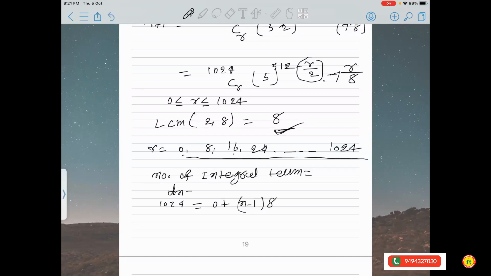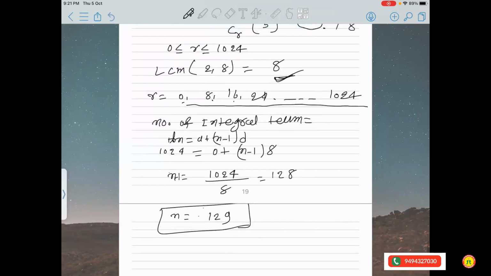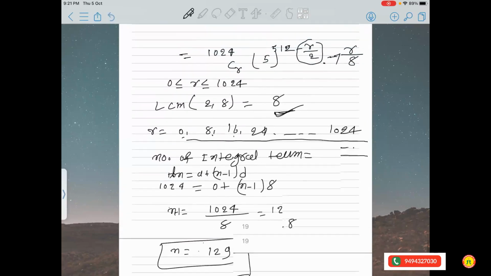You know Tn equals a plus (n minus 1) into d in an AP, where you want to find the number of terms. This is an AP, right? 0, 8. So you got the 8 value, n is equal to 1024 upon 8, n minus 1 equal to, so n is equal to 128, right? N minus 1 is equal to 128, so n is 129 is the answer. So the number of integral terms is equal to 129.